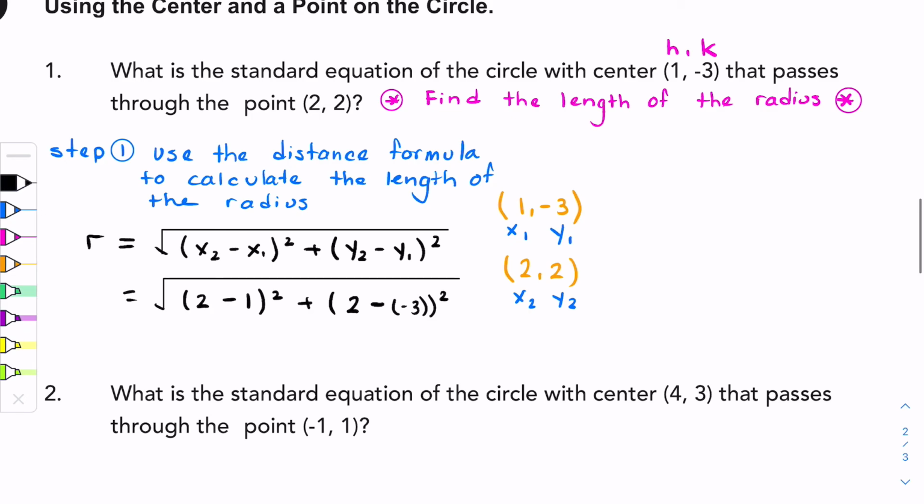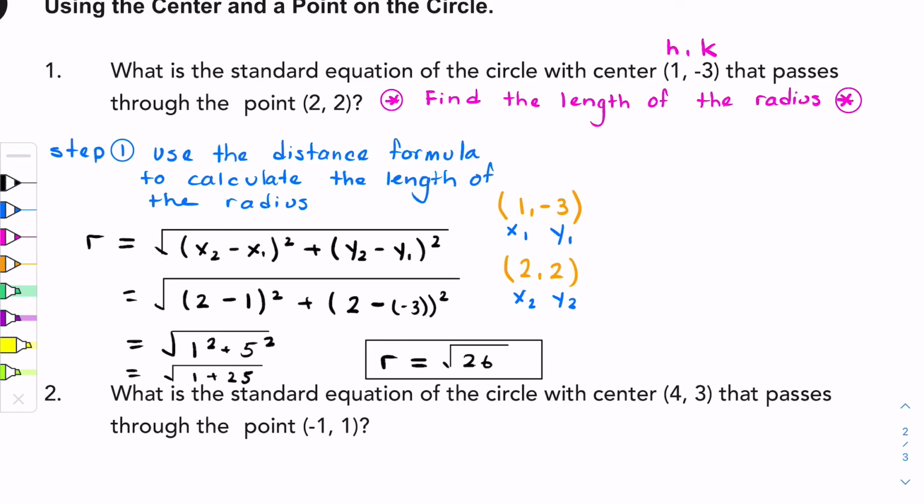I'm going to simplify this. My first expression, 2 minus 1 in parentheses squared, is 1 squared. This second expression, 2 minus -3, or 2 plus 3, that's going to be 5 squared. This simplifies to the square root of 1 plus 25. And 1 plus 25 gives us the radius of the square root of 26. And this is the answer, or the step 1 value, which is your radius.